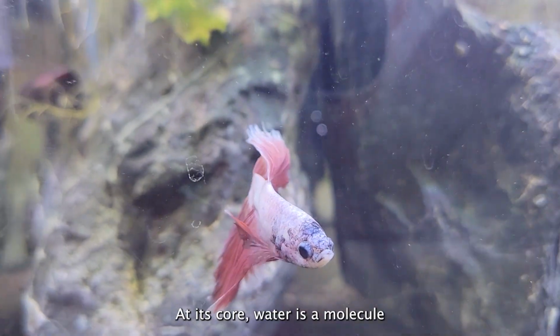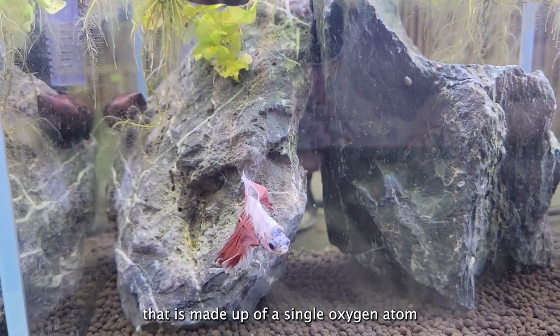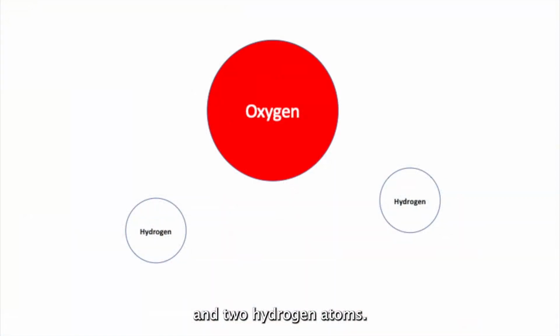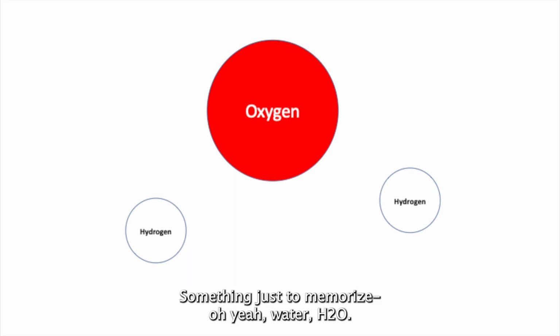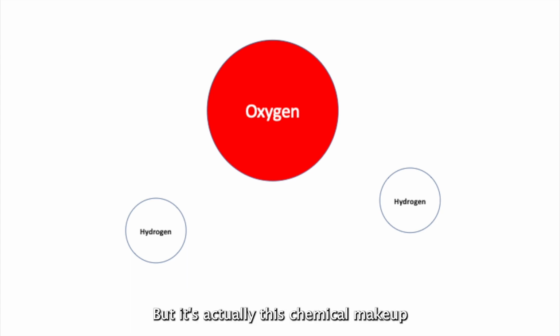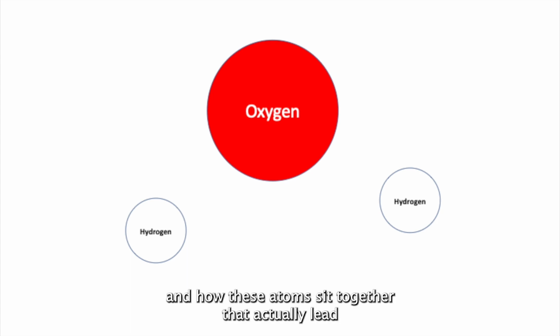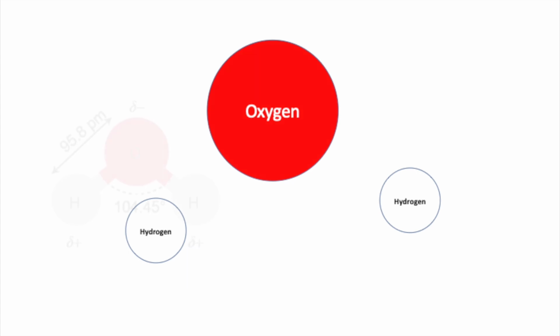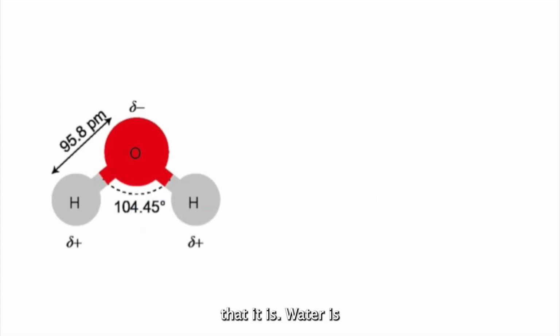At its core, water is a molecule that is made up of a single oxygen atom and 2 hydrogen atoms. This seems like a rather trivial fact, something just to memorize. Oh, yeah, water, H2O. But it's actually this chemical makeup and how these atoms sit together that lead to many of the properties that make water the important ingredient to life that it is.